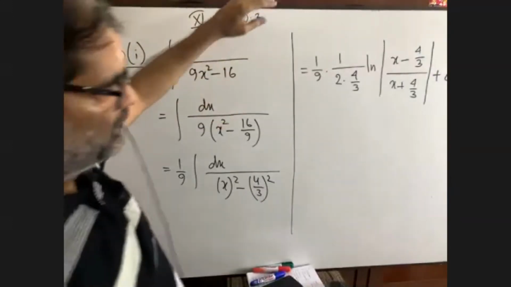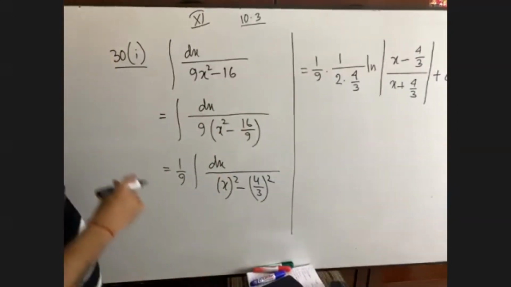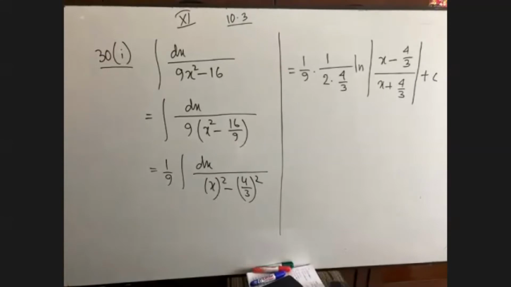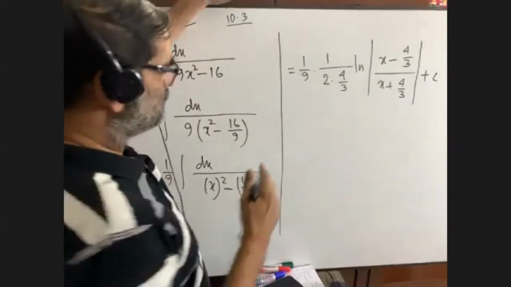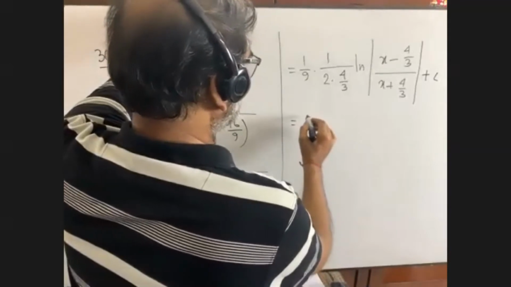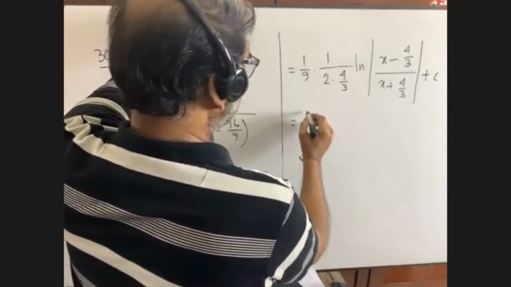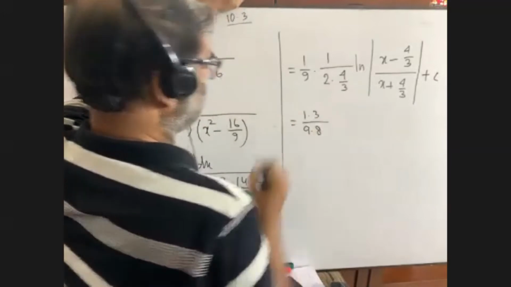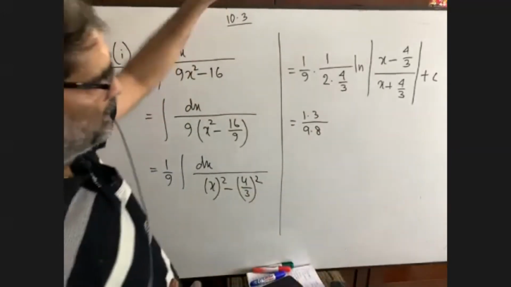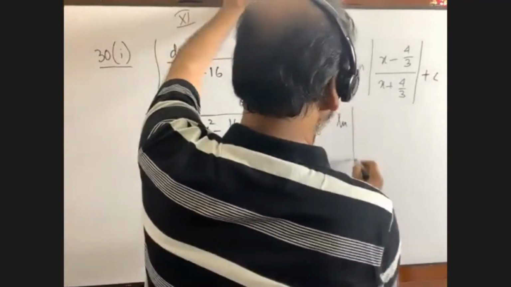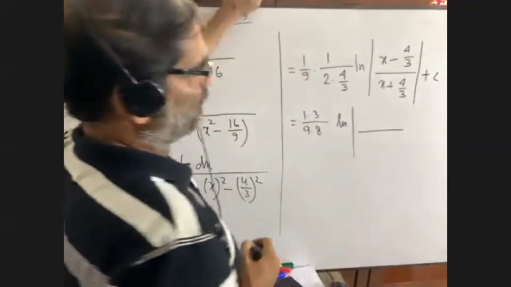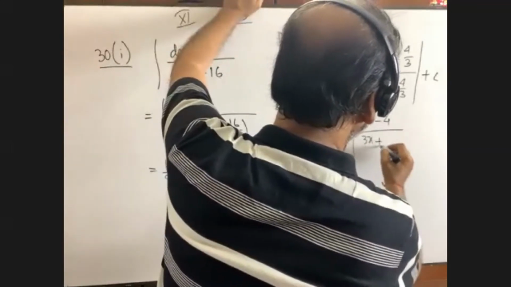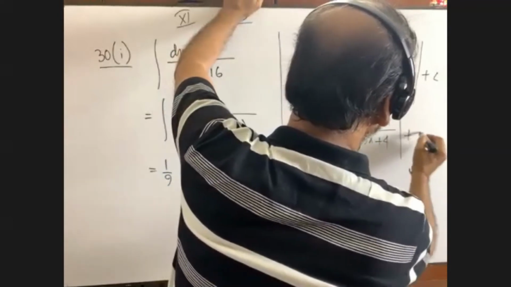Talk to me. Can you see the board? Then it is plus c. Okay. That is, we are getting here 1 into 3 by 9 into 8. Then we are getting ln, if we take the LCM, 3x minus 4 by 3x plus 4 plus c. Okay.